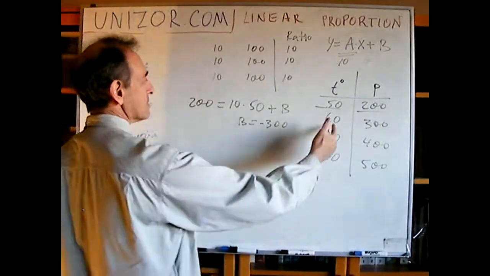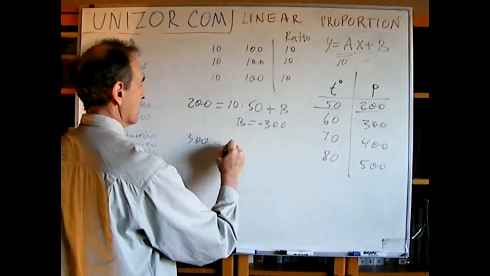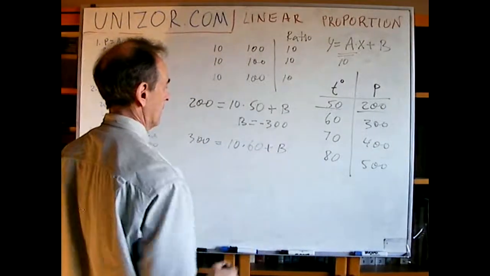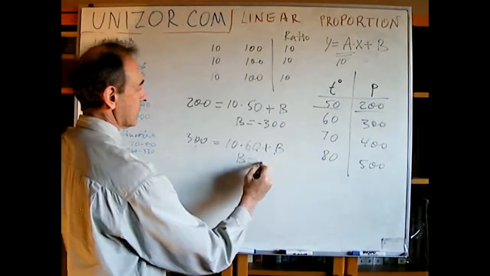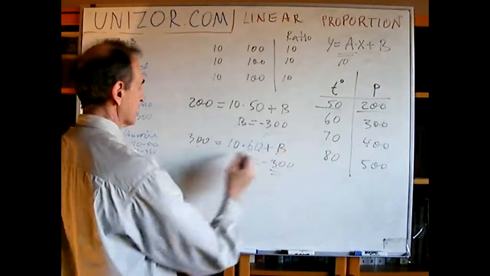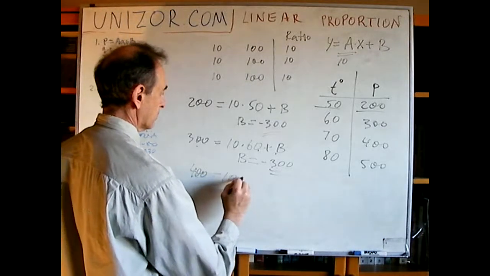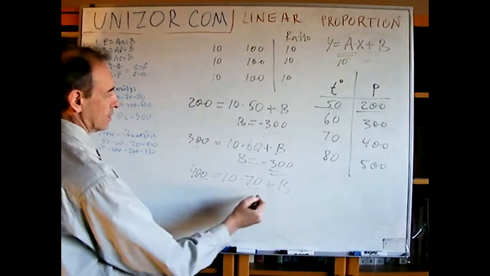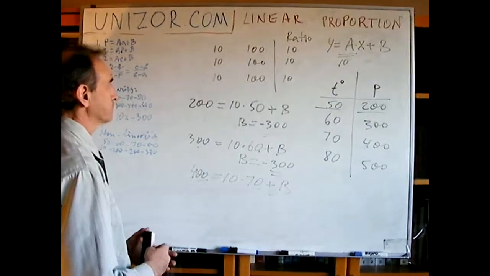But let's just check. For instance, I put 60 and 300. So 300 is equal to 10 times 60 plus b. Now, what is b in this case? This is 600, this is 300, so it's minus 300. The same 300 as here. Well, 70 would be, what, 400 is equal to 10 times 70 plus b. 700 minus 400, again minus 300, and same thing over there. So obviously everything holds.